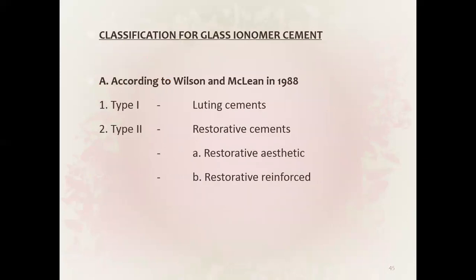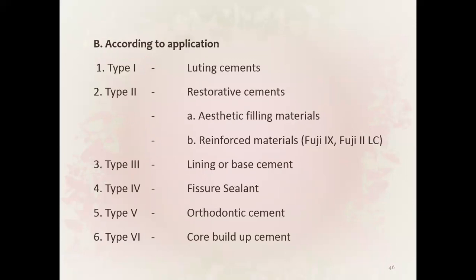Now, the classification according to Wilson and McLean in 1988: type 1, luting cement; type 2, restorative cement. In this, restorative aesthetics and restorative reinforced. Then, according to the application: type 1 luting cement, type 2 restorative cements, type 3 lining or base cement, type 4 fissure sealant, type 5 orthodontic cement, and type 6 core buildup.